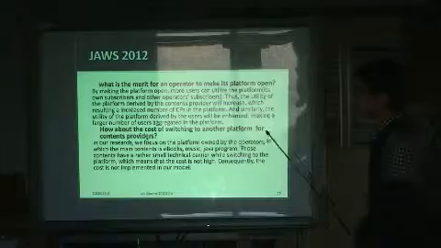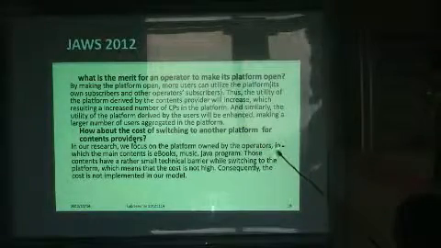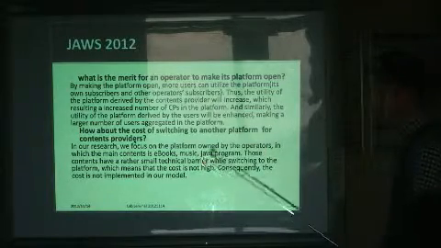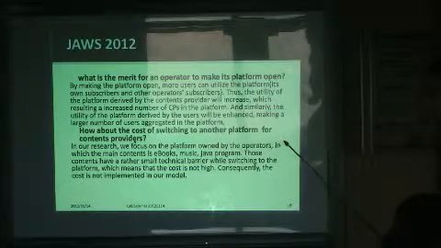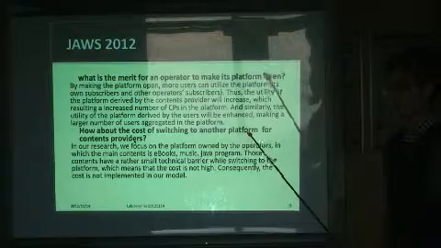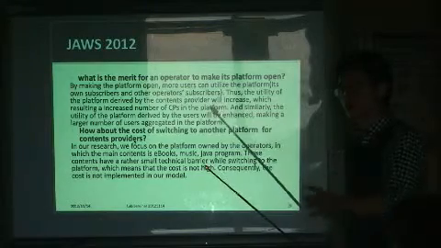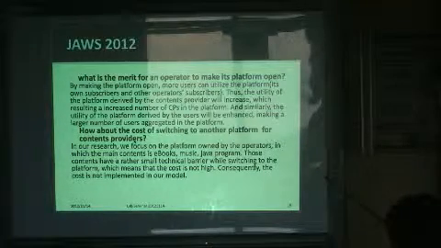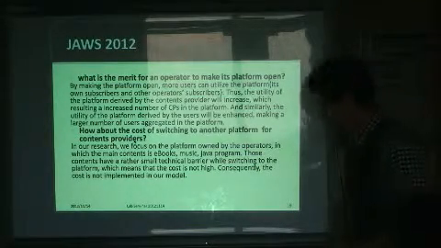The reason is that the platforms we focus on are generally owned by the operators, and the main contents are things like ebooks, music, and Java programs. Those contents have a rather small technical barrier when switching to other platforms, which basically means that the cost of switching to other platforms is not very high. Consequently, we do not implement the cost in our model. So this is our answer. And here are some of the questions I got in 2012.